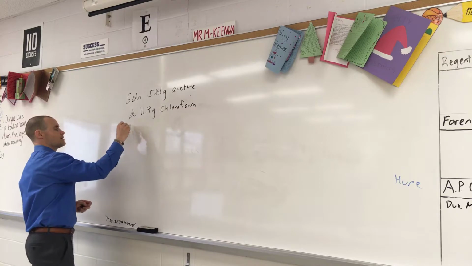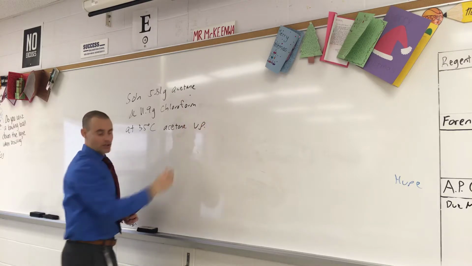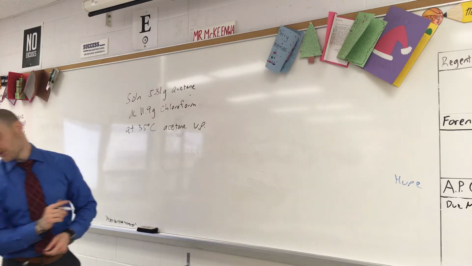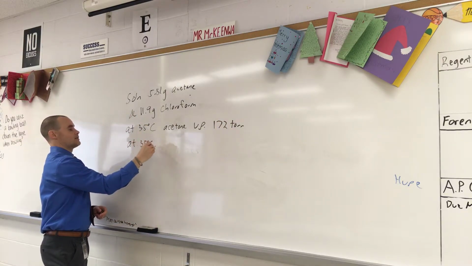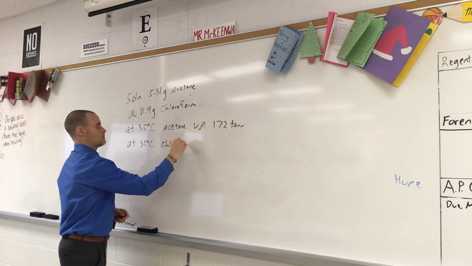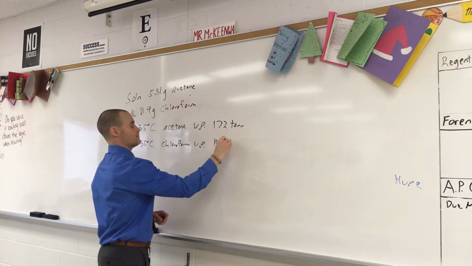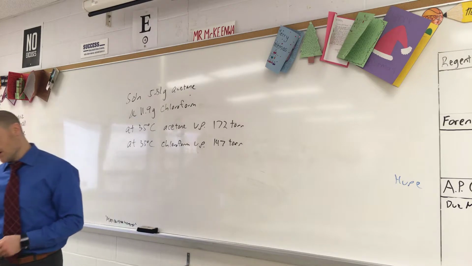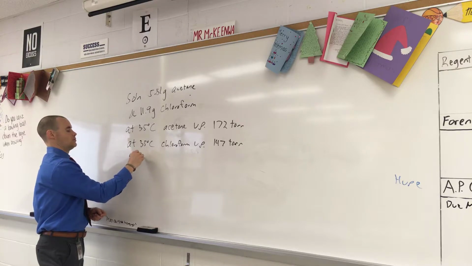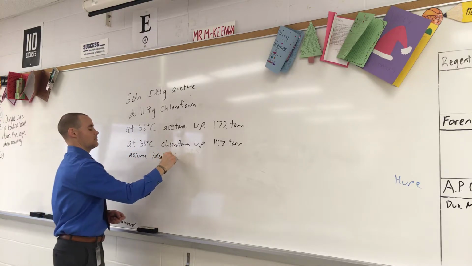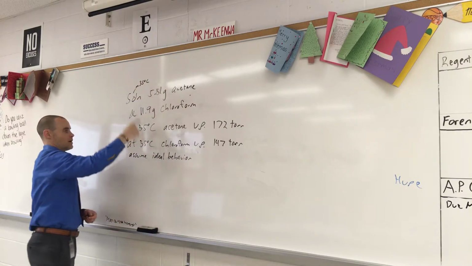At 35 degrees Celsius, acetone has a vapor pressure of 172 torr. At 35 degrees Celsius, chloroform has a vapor pressure of 147. And then it says, assume ideal behavior. By the way, the solution's at 35 degrees. That's why I gave you that information.